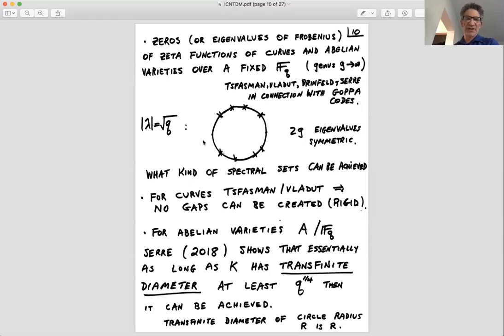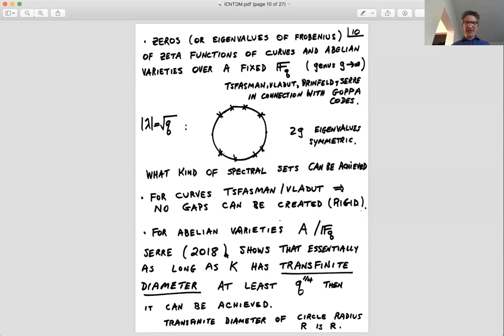And you could ask, as you take the genus to infinity, with Q fixed, where can these eigenvalues place themselves? Can you create a gap? And the theorem of Tsfasman and Ladut, in connection with showing that Goppa codes have a certain limited property, but very impressive in terms of their coding properties, is that no matter how you choose your curves of larger and larger genus over the finite field, you can never create gaps here.